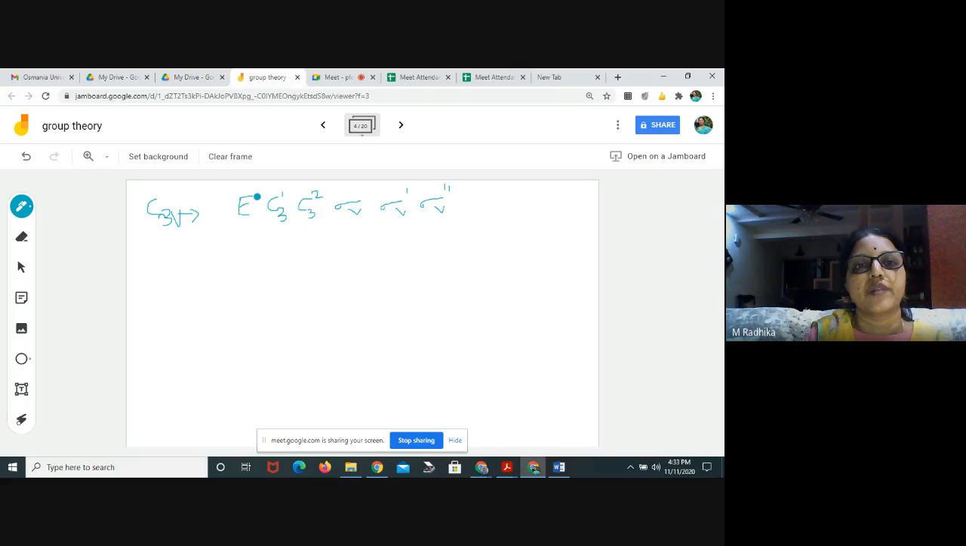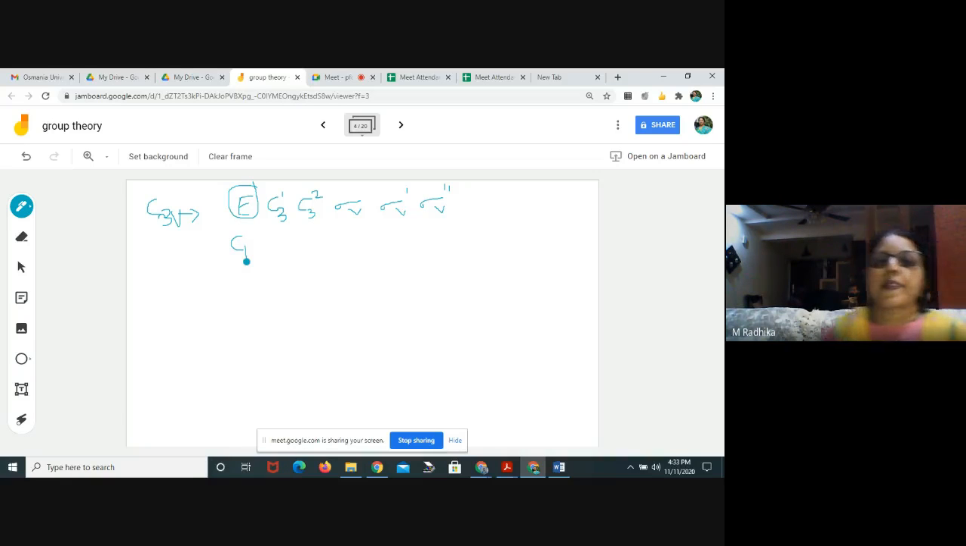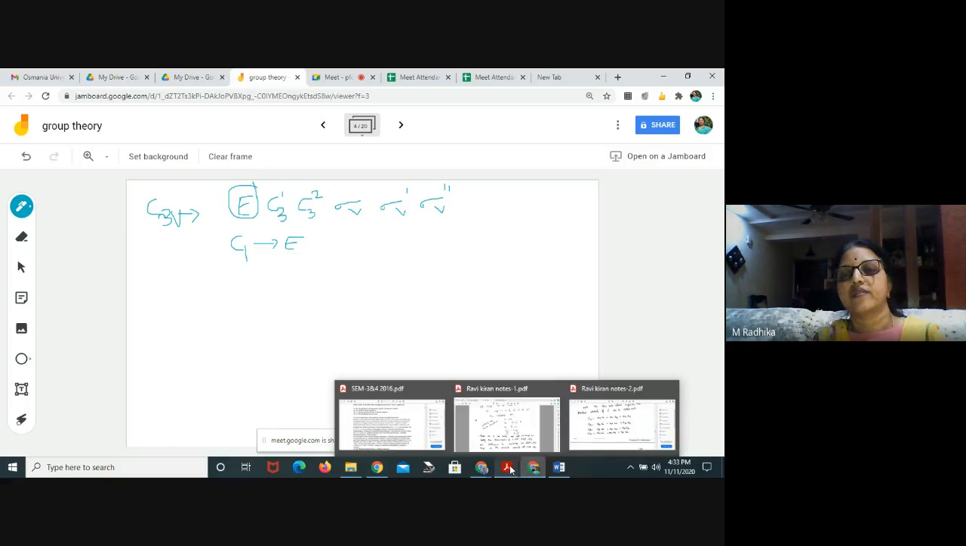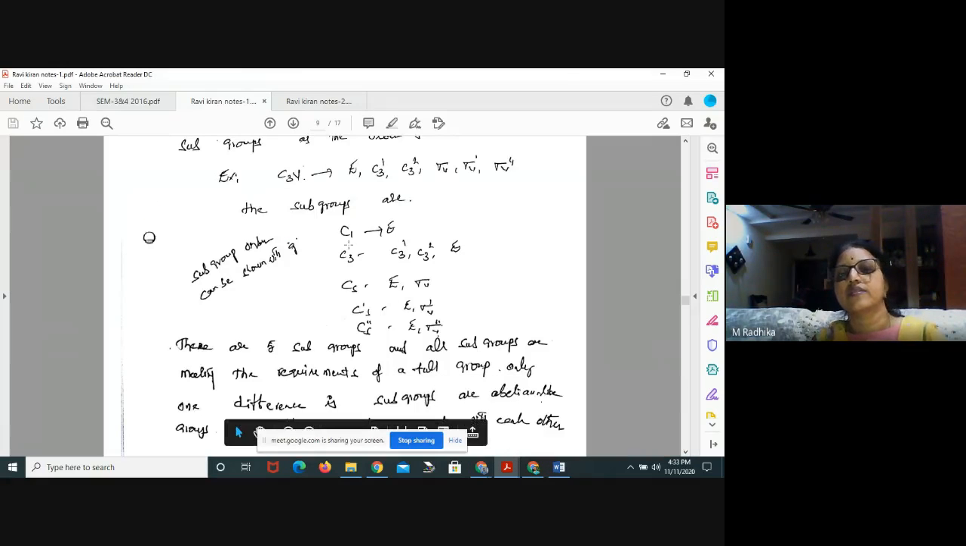Now to represent this E, I can write that this is nothing but a C1 subgroup. What does C1 represent? It has got only one element, that is nothing but your identity. I'll show you. That is what we have written here. The first one is this. Now I'll write the second one.